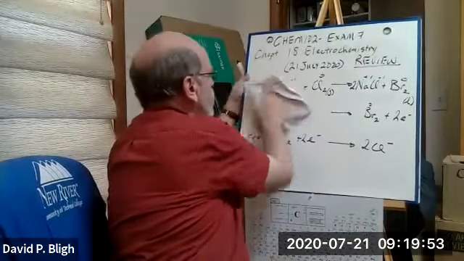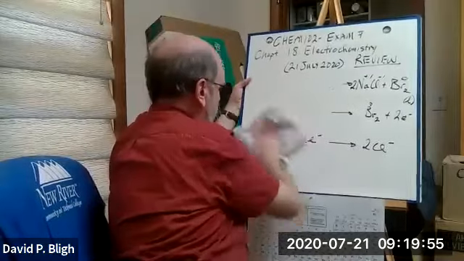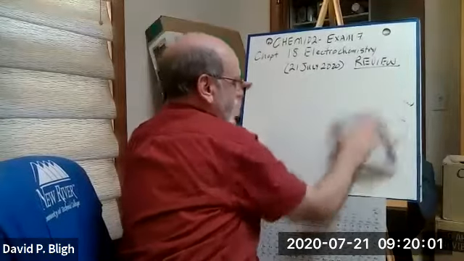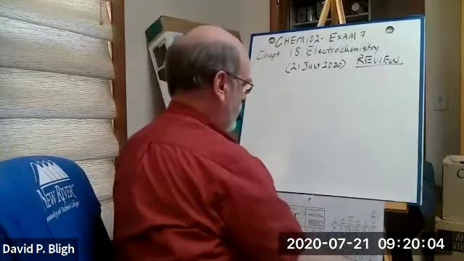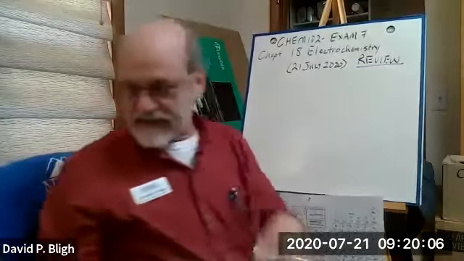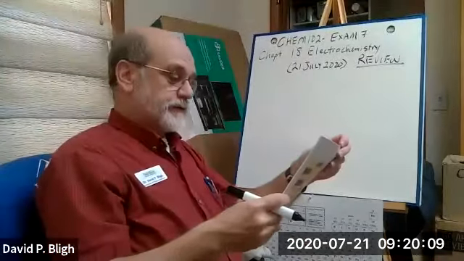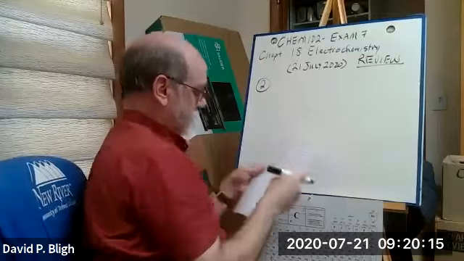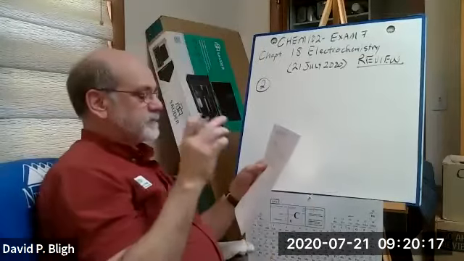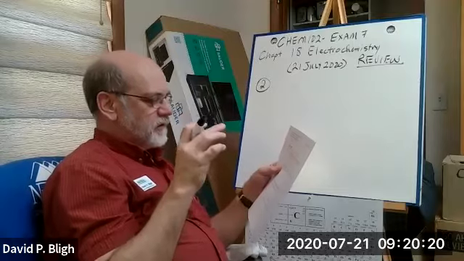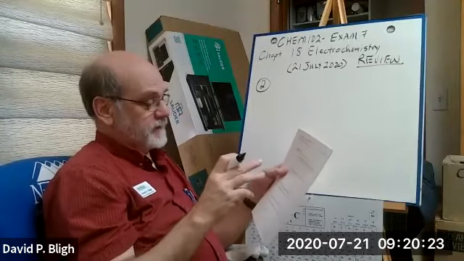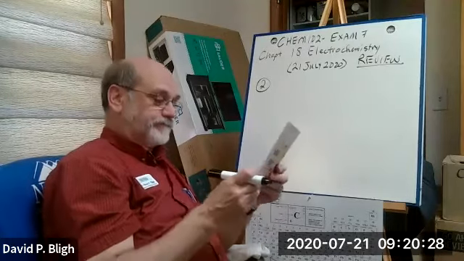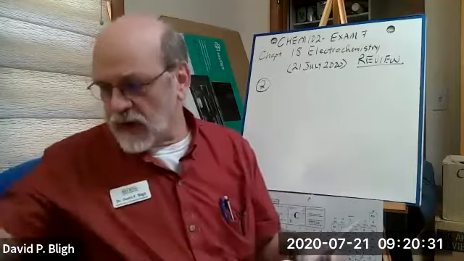All right, that was number 1. Let's see, number 2. Yes, better do number 2. We're given the reaction between ammonium metavanadate and sulfur dioxide in acidic solution.